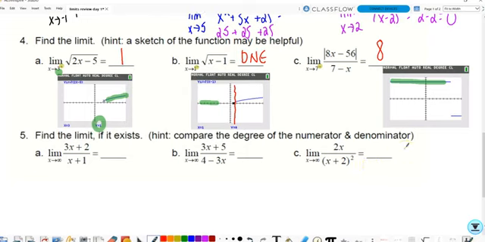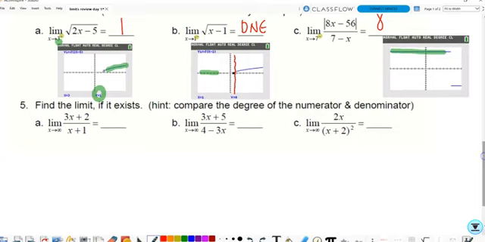All right, find the limit if it exists. And for part 5, we have all these x's approaching infinity. So this is really end behavior with infinity. And in your packet, we wrote out the different rules about comparing the numerator and denominator. So when the highest power, meaning the degree, are equal, we divide the leading coefficients for the end behavior. So 3 divided by 1 is 3.